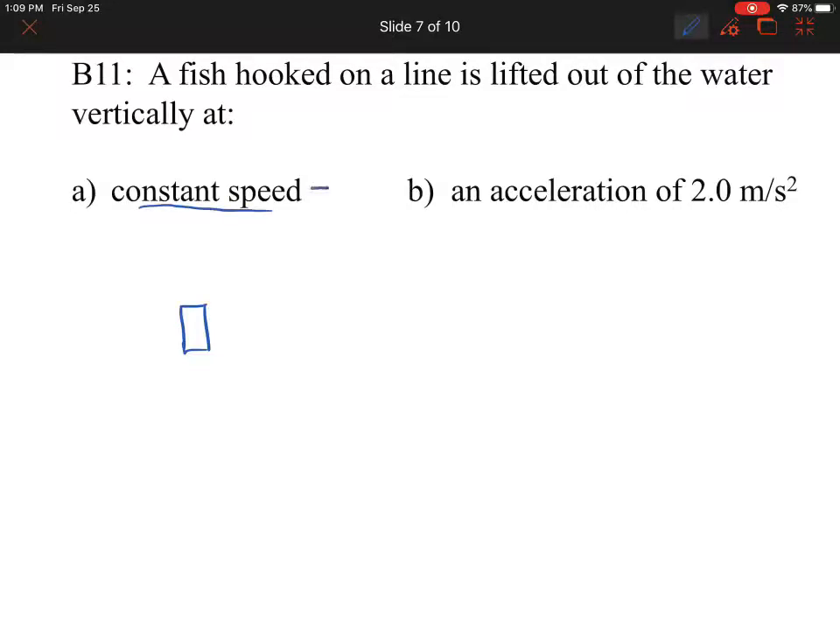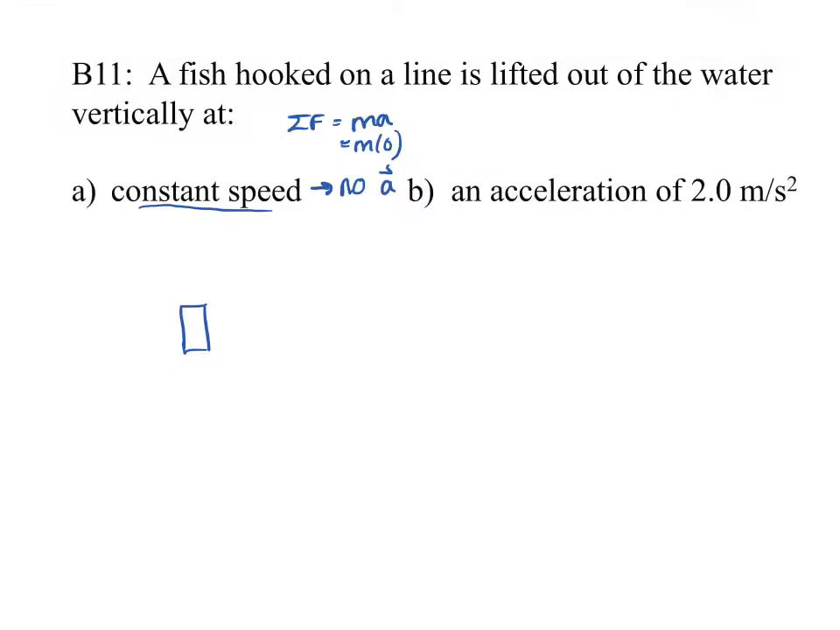So constant speed, what does that mean? When something's going at a constant speed, that means there's no acceleration. Why is that important? Remember, force is equal to mass times acceleration, or at least net force is equal to mass times acceleration. So if my acceleration is 0, guess what my force is? It's also 0, right? Doesn't matter what the mass of the fish is. So the net force needs to be 0. That's why it's so important, okay?